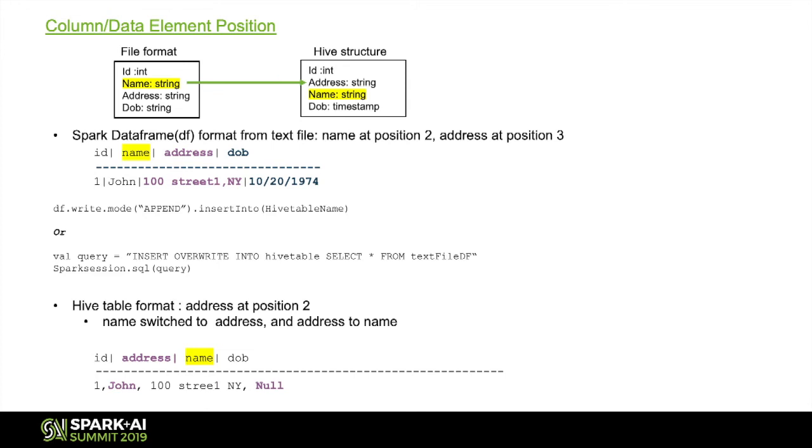Name is going to a different column because both of them are string, right? If one of them is integer or double, and you're trying to insert a string into an integer, you will get an error. But in this case, you are not getting an error because name and address are both string. So how do you handle that? That's another issue that I have seen.